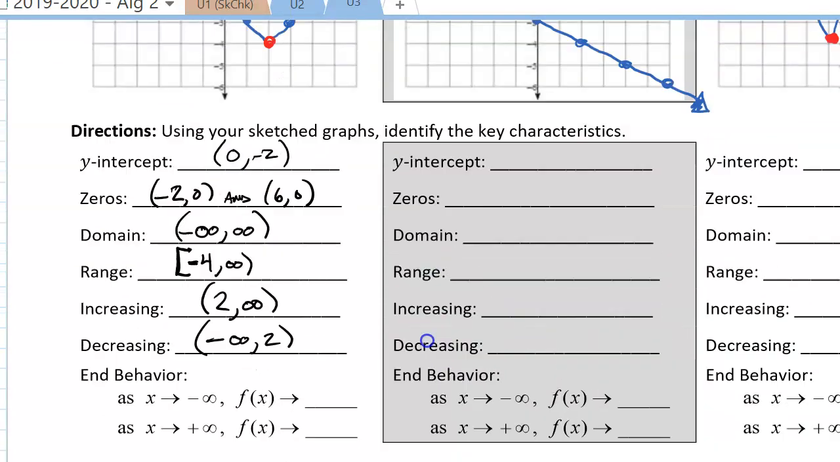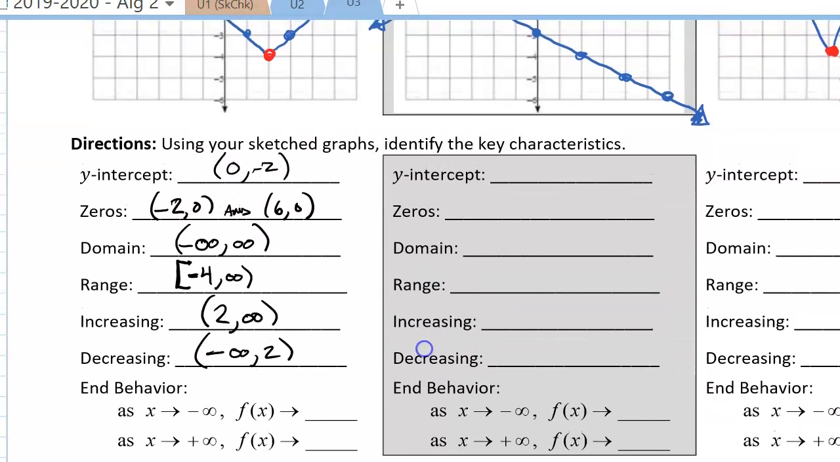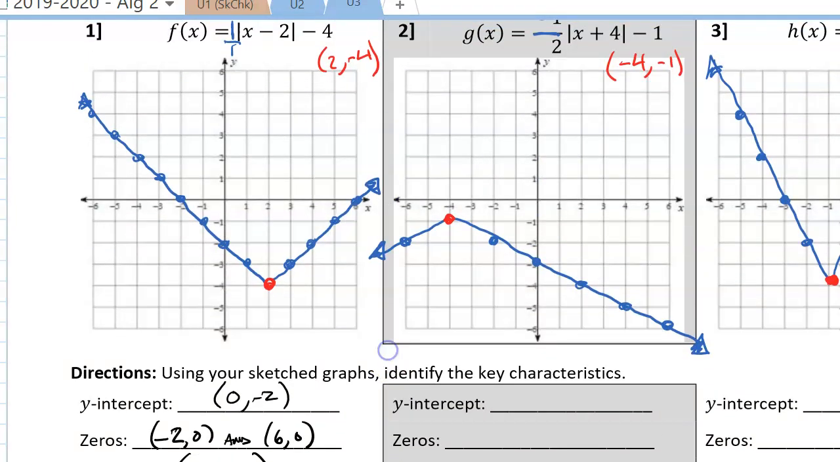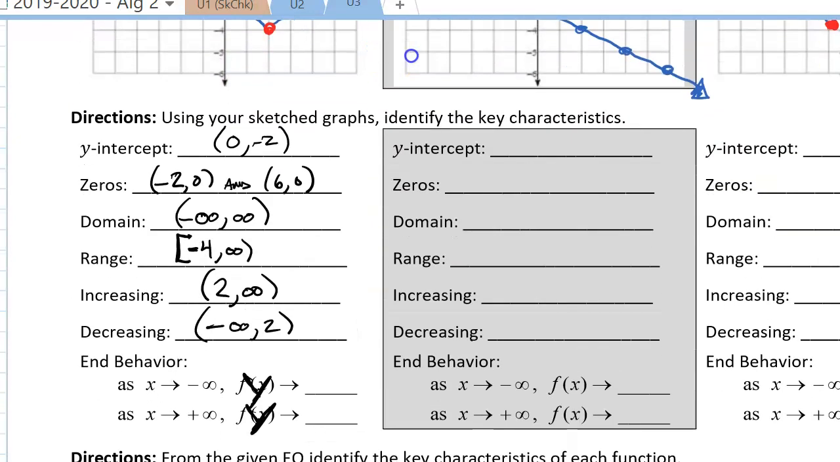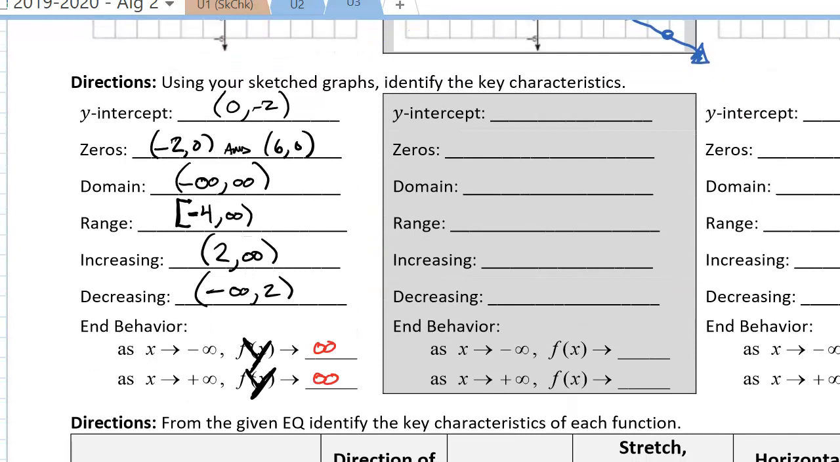End behavior of a function. End behavior is what is the graph doing as I move to -infinity? What are the y's doing? As I move to positive infinity in the x's, what are the y's doing? Well, as I move to -infinity in the x's, the graph is here. I see an arrow, it's going up. That in a y value is positive infinity. As I go to x equals positive infinity, the graph is also going up, so that means in terms of y's, it's going to positive infinity as well, giving us infinity and infinity.